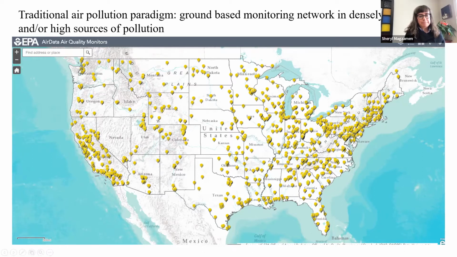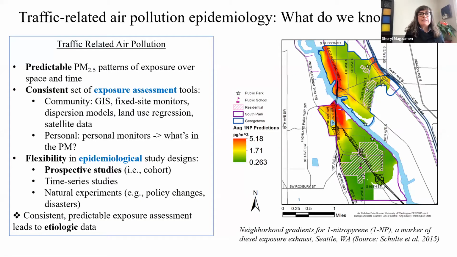Next slide, please. That leaves us a lot of space in the US where we don't have this on-ground monitoring network and this constant stream of information to collect data about air quality. So I'm going to start traditionally where I've started in my research, which is traffic-related air pollution and epidemiology, connecting that air quality to health outcomes. So what do we know?